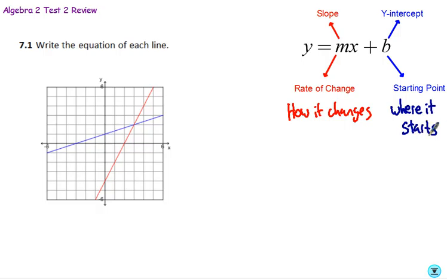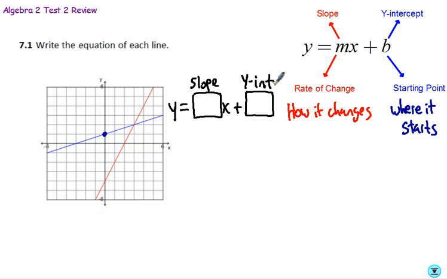So, I don't know, let's just take this line. Where does it start? Well, it looks like it starts there at 1. I'm going to say, okay, I'm looking for what the slope is, plus what's the y-intercept. So it looks like the y-intercept is 1.